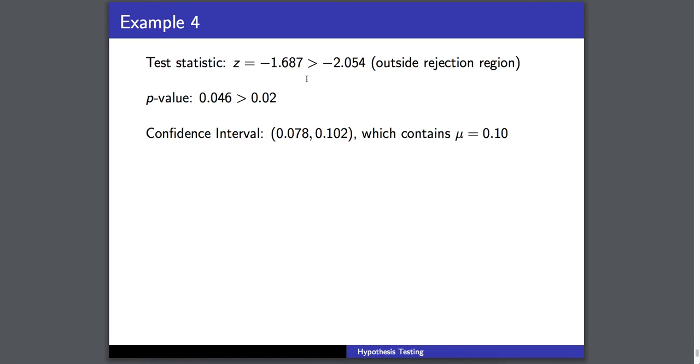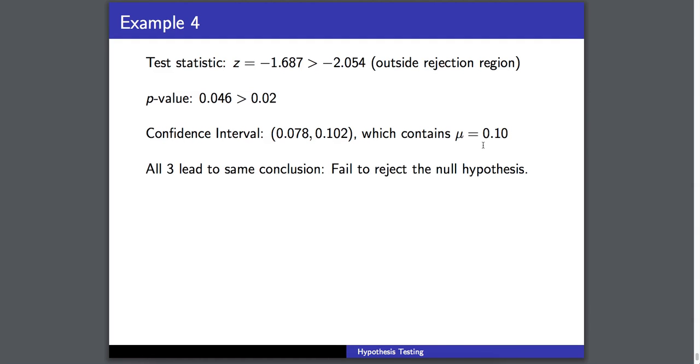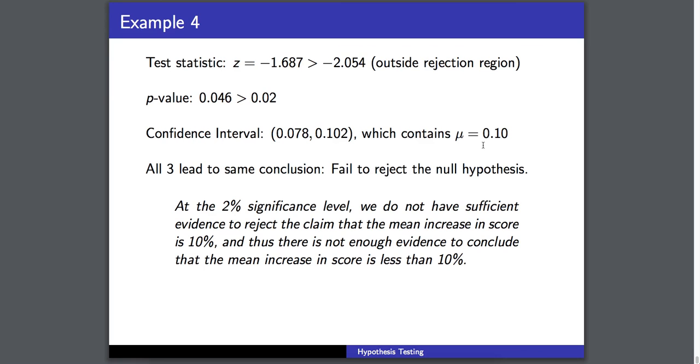So our test statistic is outside of our rejection region. Our p-value that we calculated is greater than our significance level. Our confidence interval does contain the population mean, so all three lead to the same conclusion. Do not reject the null hypothesis. So we can conclude at the 2% significance level, we don't have sufficient evidence to reject the claim that the mean increase in score is 10%, and thus there's not enough evidence to conclude that the mean increase is less than 10%.